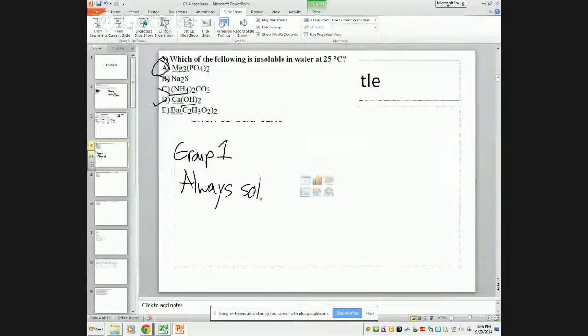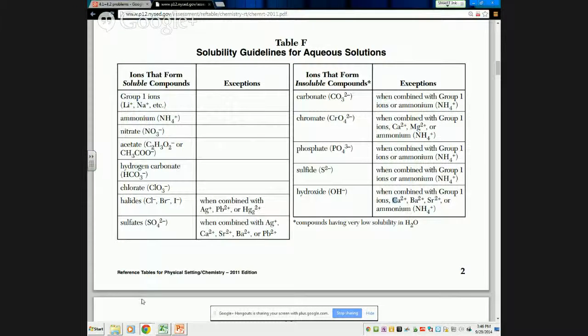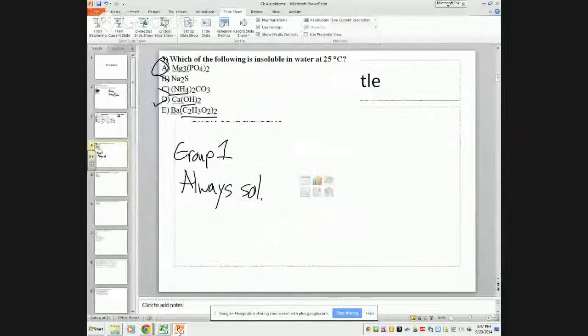And then same thing with choice E. We find that acetate ion, which is right here on that table. Check out the solubility rules. Acetate, always soluble, no exceptions. Cool.